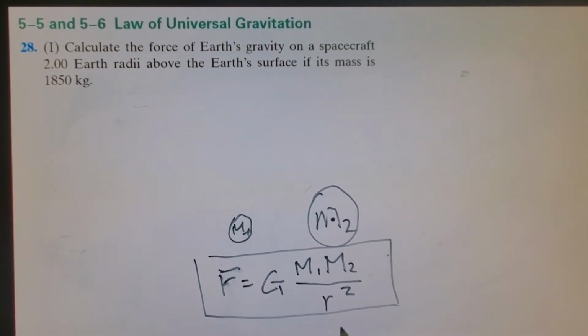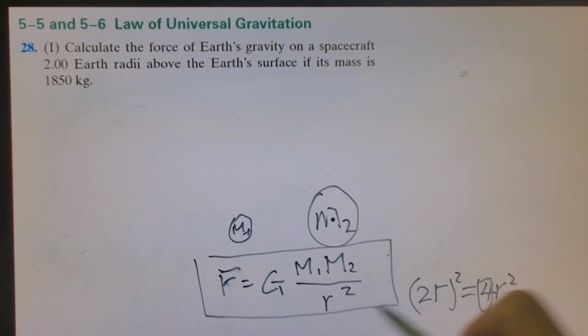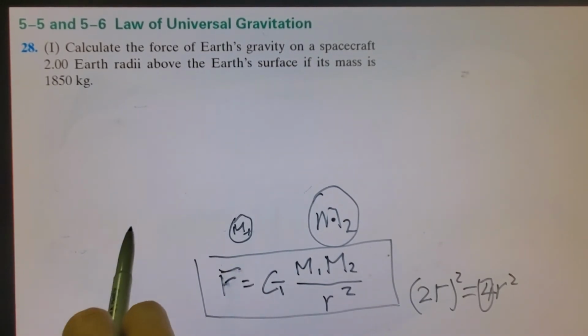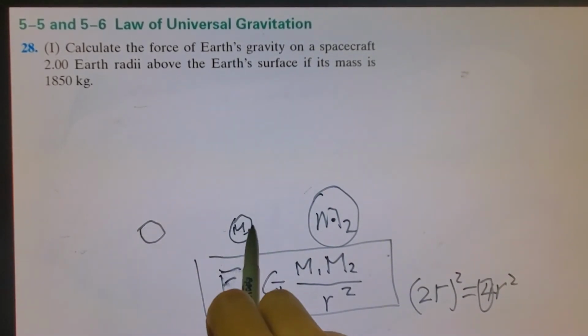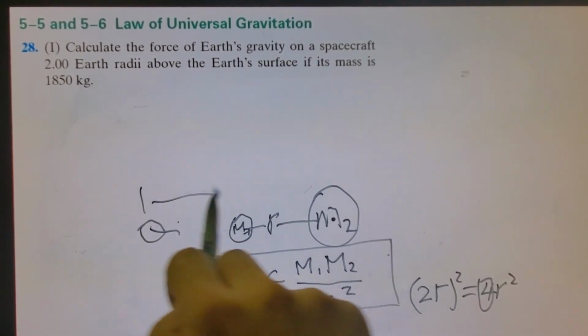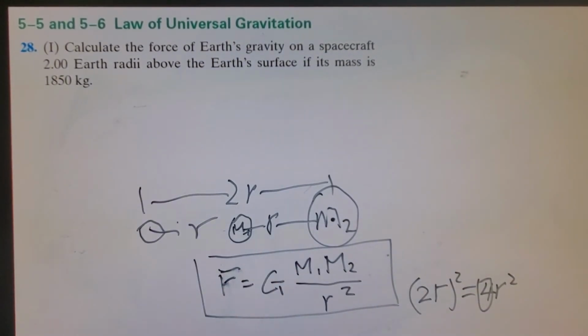Now if you double the radius, for example, if r now becomes 2r, what happens with the force? Because you have a square here, it would become 4r squared. So it would be 4 times smaller. That means when this object moves to a distance, let's say this is r and this is 2r, then the force will be a quarter of the original force.